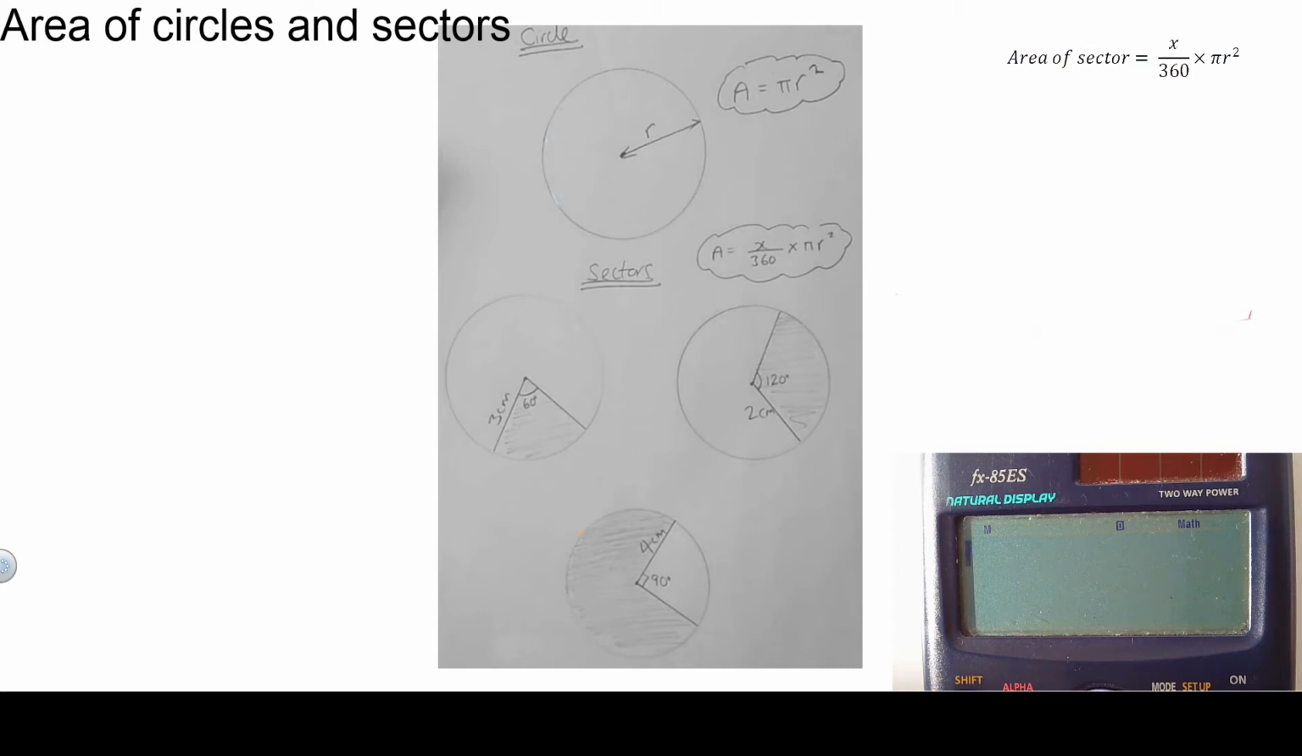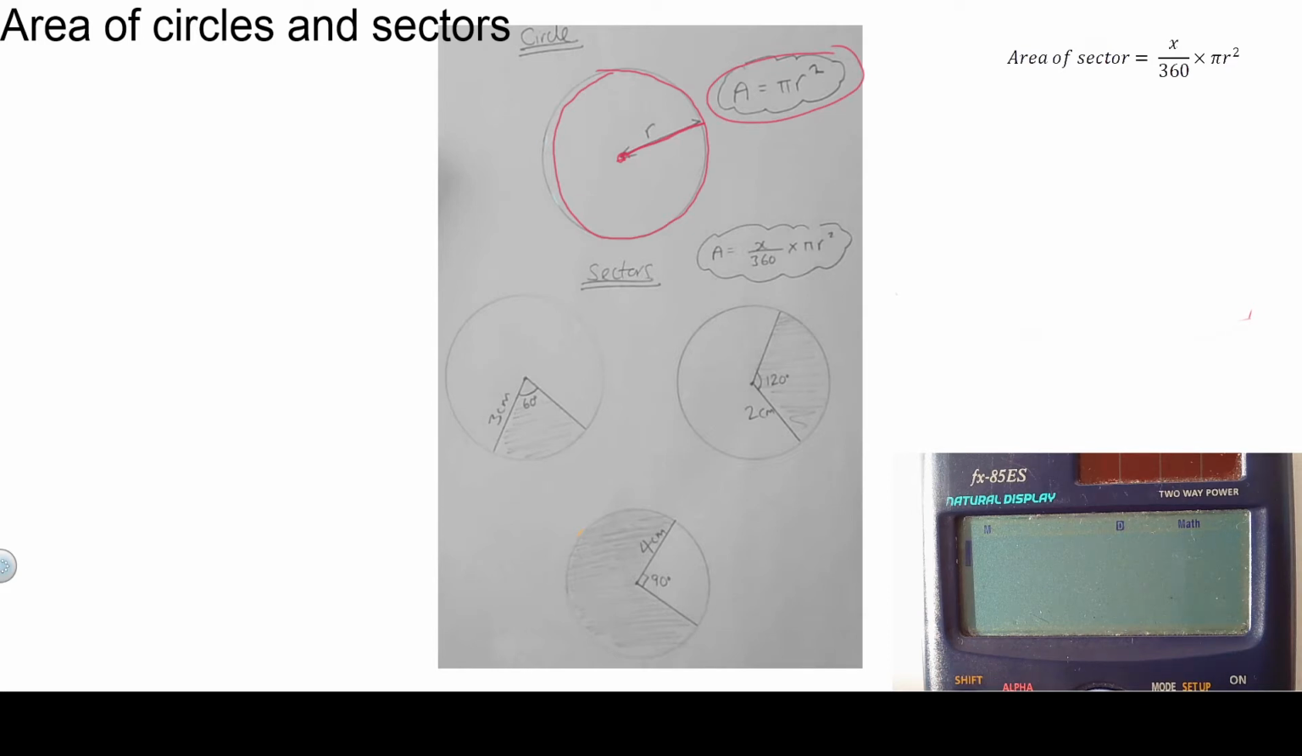In this video, we'll be looking at working out area of sectors. Now, before I do that, just a quick reminder of how to work out area of circle. Here's your circle, and here's the radius. That's the center, and that's the radius. The formula is right here. Area is equal to pi r squared.